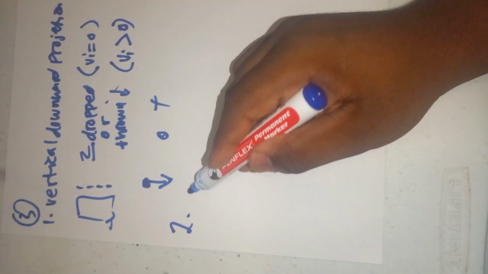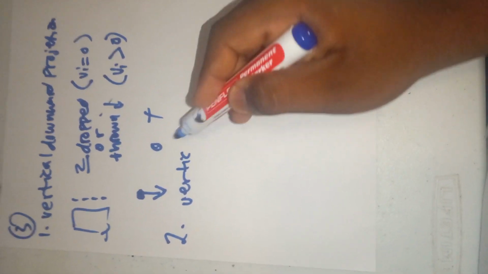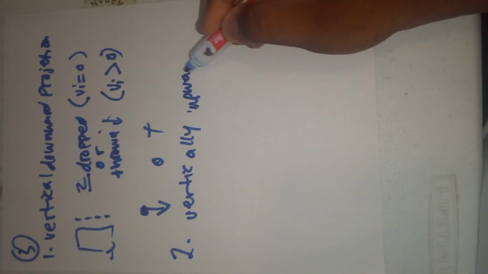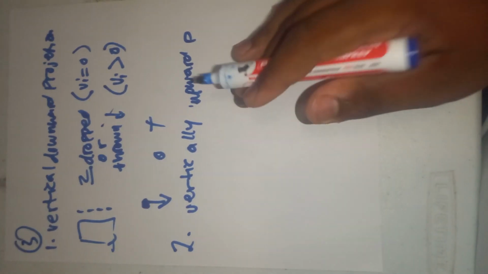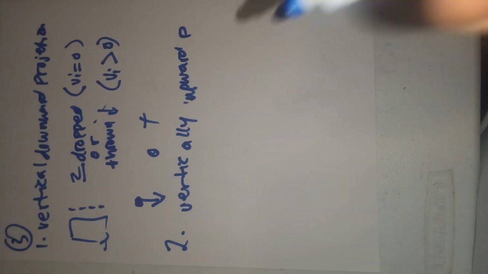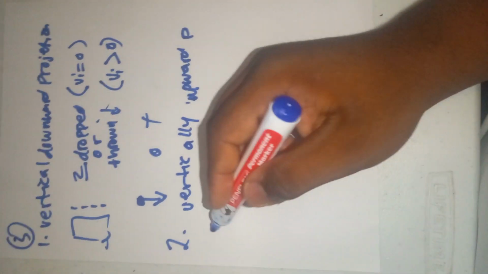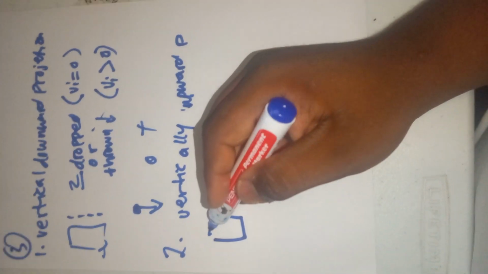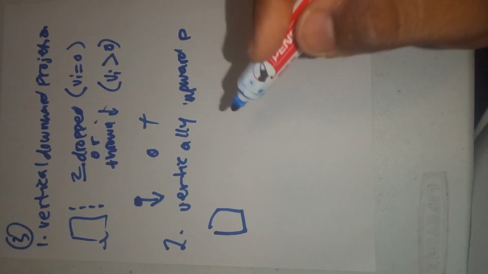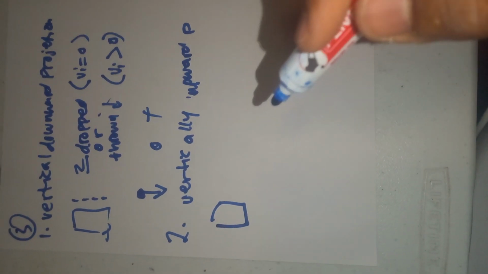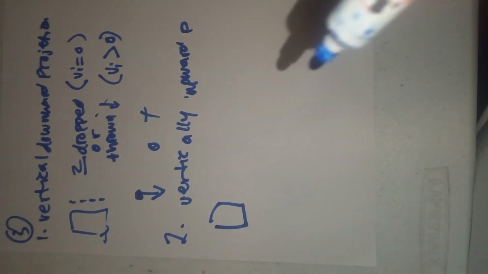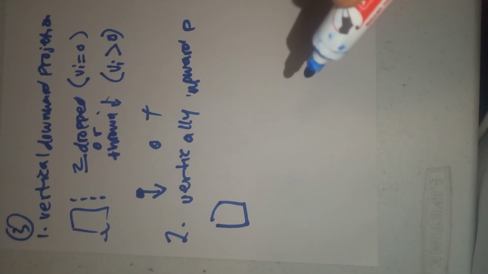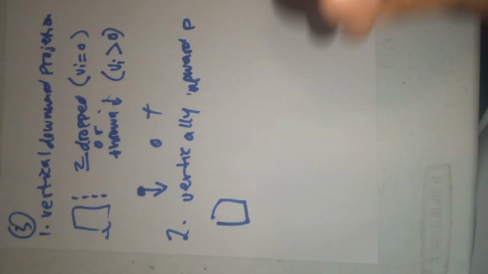The second one, it is what? Vertically upward projection. So this one, it is what? Vertically upward projection from a starting point above the ground. So even this one, it is above the ground. And then now the object turns and then moves downwards from the starting position. This one is interesting. But now this one, it is going to pass the starting position.